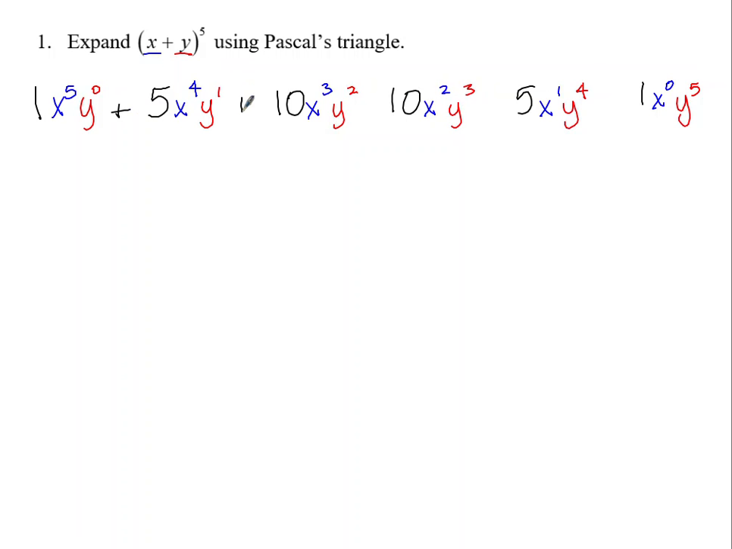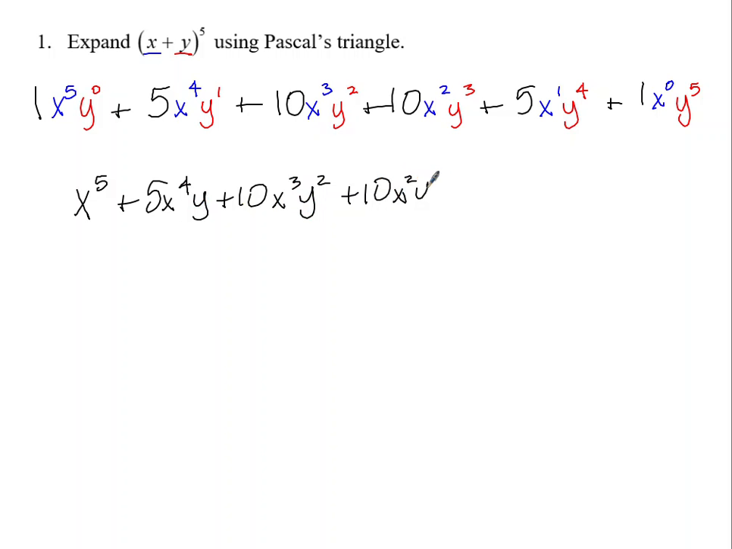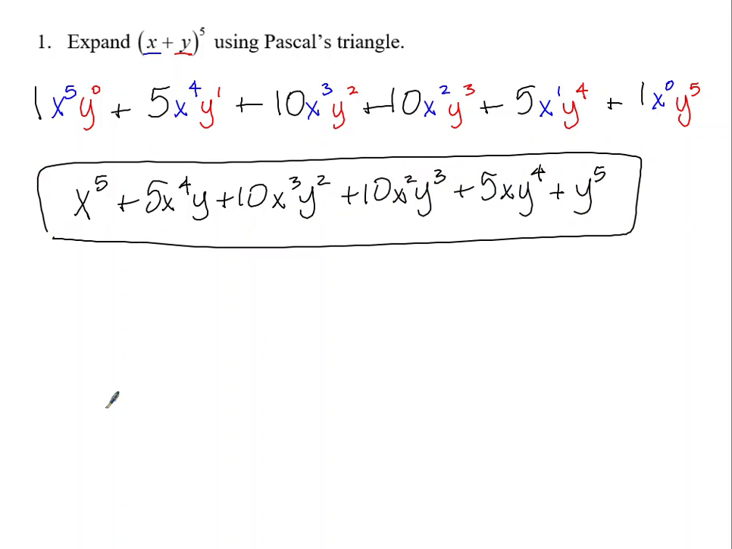Then you add these together to get your polynomial. So if we simplify this, you have x to the 5th plus 5x to the 4th y plus 10x cubed y squared plus 10x squared y cubed plus 5x y to the 4th plus y to the 5th. And that is our polynomial.